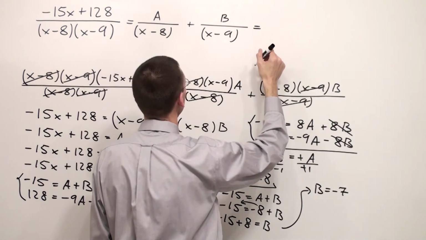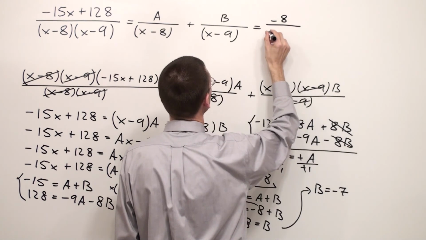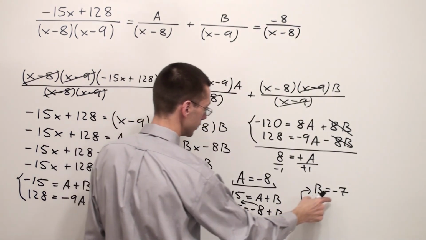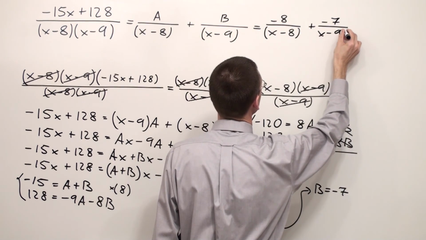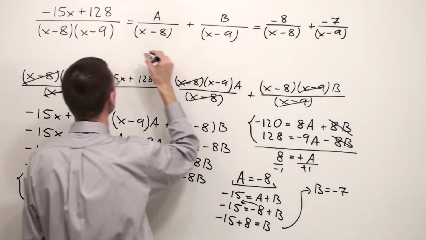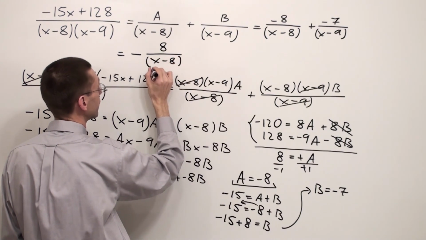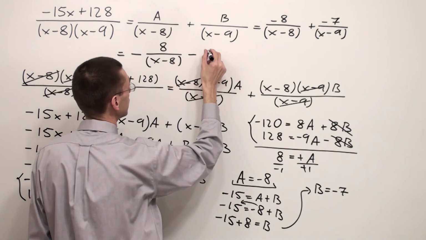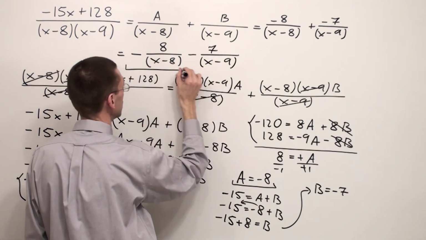So I can write my answer as a, which is negative 8, over x minus 8, and b, which is negative 7, over x minus 9. Now, negative divided by an invisible positive sign is going to give me negative, and I'm going to have negative 8 over x minus 8. Negative times positive gives me negative. I have negative 7 over x minus 9. And this is the solution to my problem.